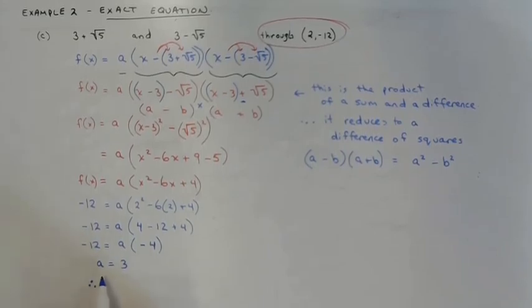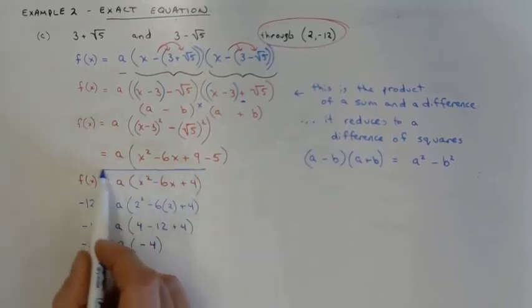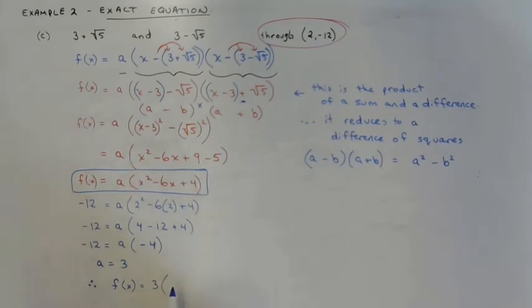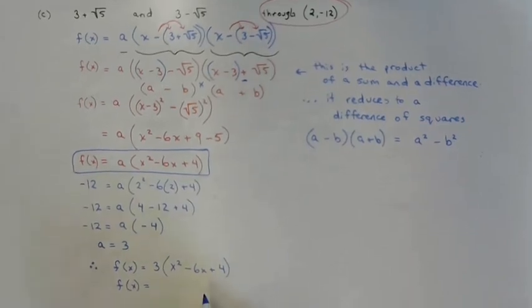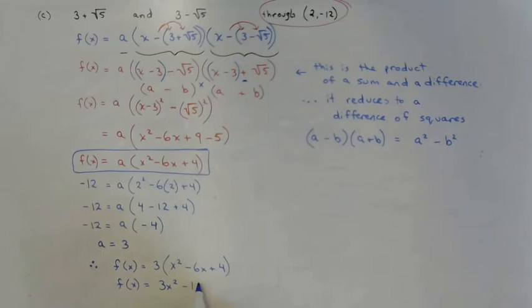Therefore, the equation of the function that has zeros at these funny zeros that they gave us, and goes through the point 2, negative 12, is f of x equals 3 times, and now I'm just looking up to here for the place where I have the family of equations, but I know a is 3 now. x squared minus 6x plus 4. You could give that in a slightly different form. You could multiply every term by 3, and you'd get 3x squared minus 18x plus 12. It's the exact same quadratic.